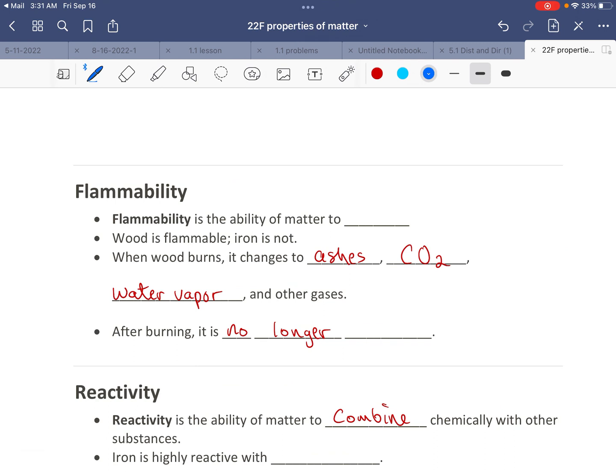Flammability is the ability of matter to burn, of course. Wood is flammable, iron is not. When wood burns, it changes into ashes, carbon dioxide, and water vapor, and some other gases. But after burning, it is no longer wood.